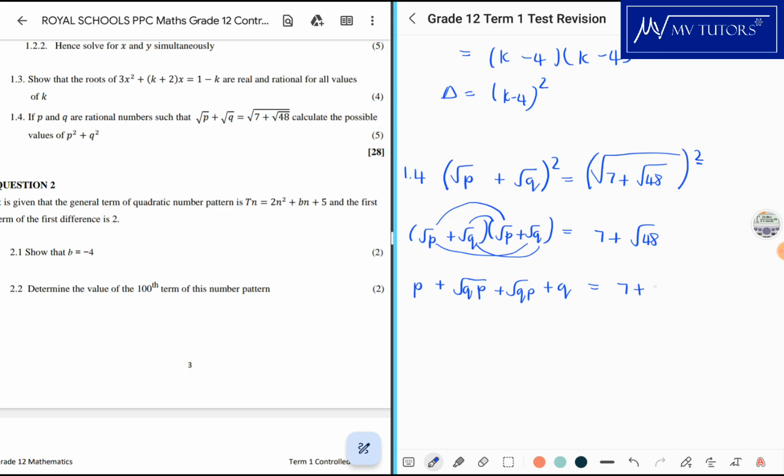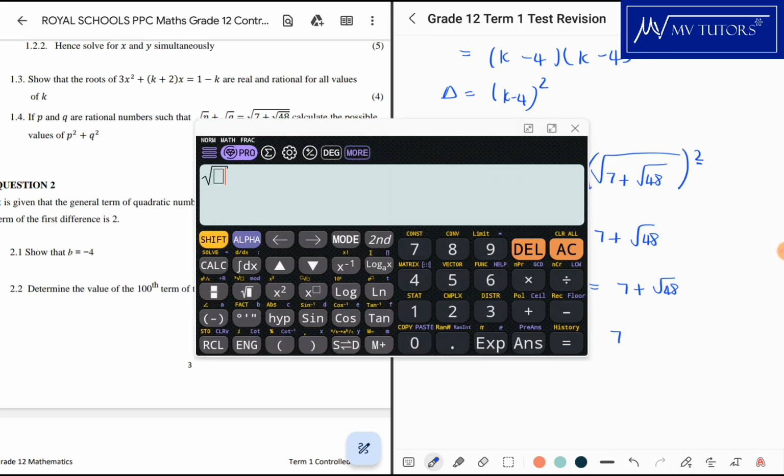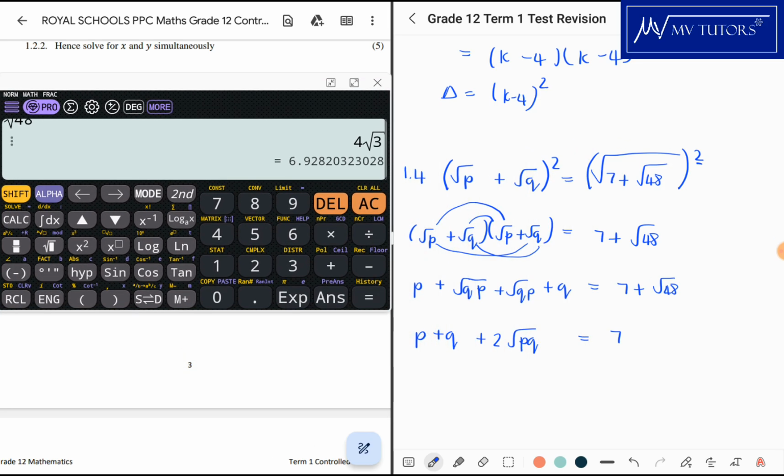And we're going to make that equal to 7 plus root 48. So now I'm going to put p and q together. I have p plus q, and then I have 2 root pq. I'm just going to put it in alphabetical order. Root pq, and that's equal to 7 plus root 48. Now, root 48, I can rewrite it. If we were to simplify root 48, it's 4 root 3. But here's the thing. I want to rewrite it such that I can have 2 outside. Remember, 48 is basically 12 times 4.